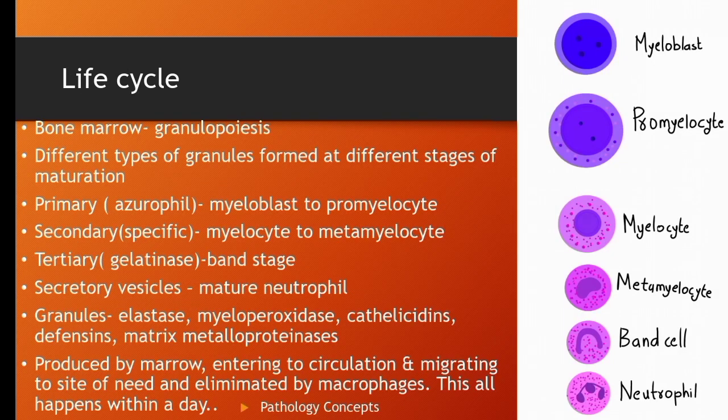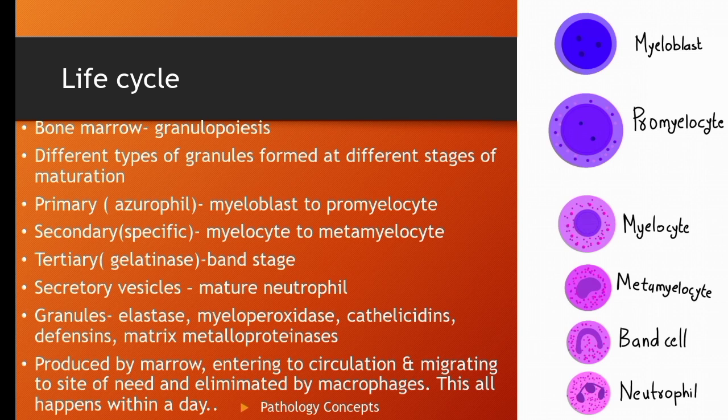The neutrophil life cycle begins in the bone marrow with granulopoiesis. Granulocyte differentiation is regulated by the myeloid transcription factors. A mature neutrophil contains granules and secretory vesicles containing specific proteins. These granules are formed at different stages of maturation.